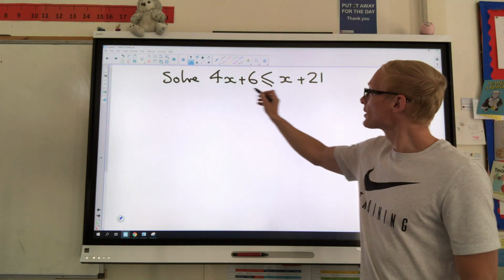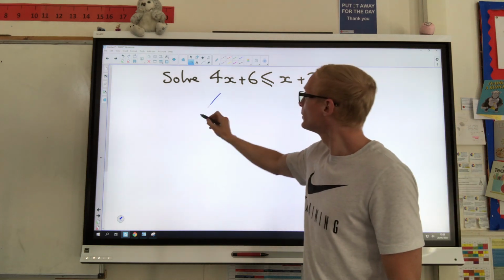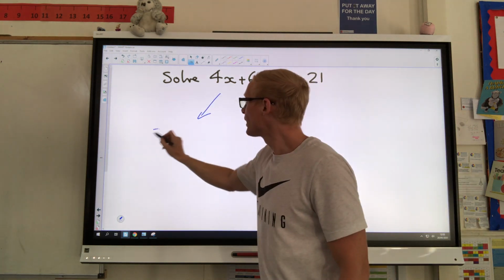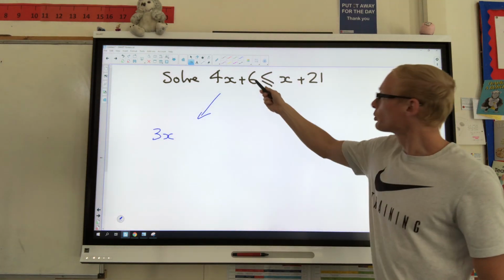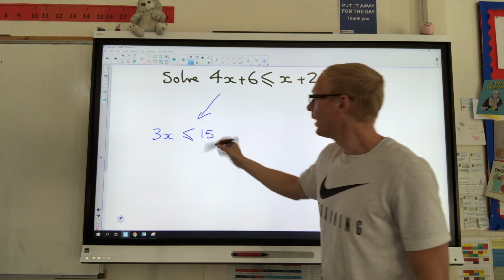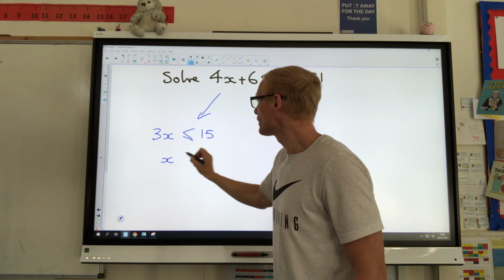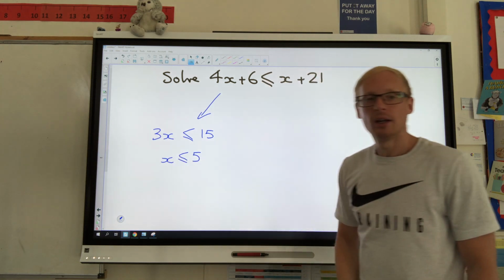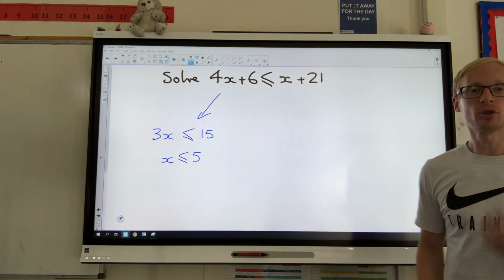So you subtract the x from the 4x. Now that will give you 3x there. You would then subtract the 6 from the 21, which gives you 15. And then divide by 3, which gives you x is less than or equal to 5. Okay, now that is the most conventional way of doing this.